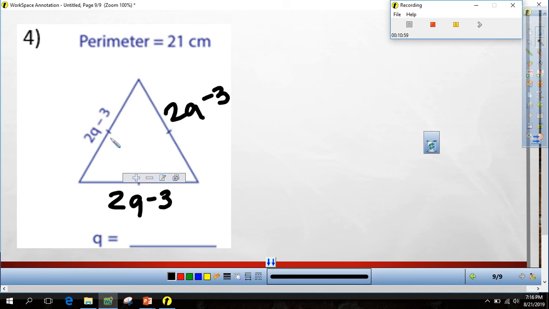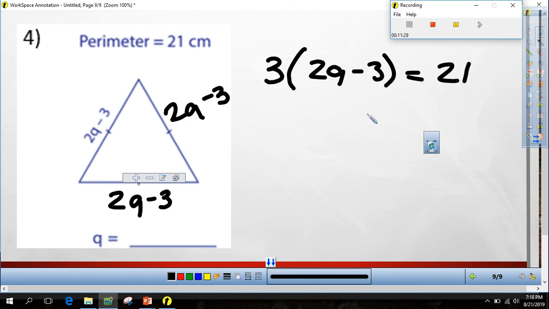So there's two ways you can work this. You can combine your like terms and say 2q, 2q, and 2q is 6q, and minus 3 minus 3 minus 3 is minus 9. Or you could use the distributive property, because when you get into bigger shapes, you're not going to want to keep adding all those together. So I have three sides that are exactly the same. So 3 times 2q minus 3 is equal to, my perimeter is 21, so I know that those should add up to give me 21.